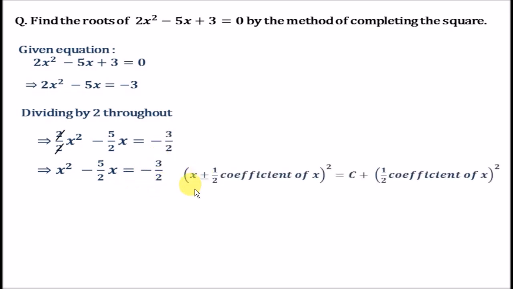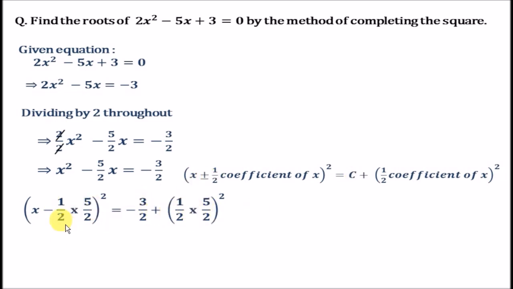Now we will use the identity: x plus or minus half into the coefficient of x, whole square, equals constant c plus half into the coefficient of x, square. Here the coefficient of x is 5 by 2 and the sign is minus. So we will get x minus half into 5 by 2, whole square, equals minus 3 by 2 plus half into 5 by 2, square.